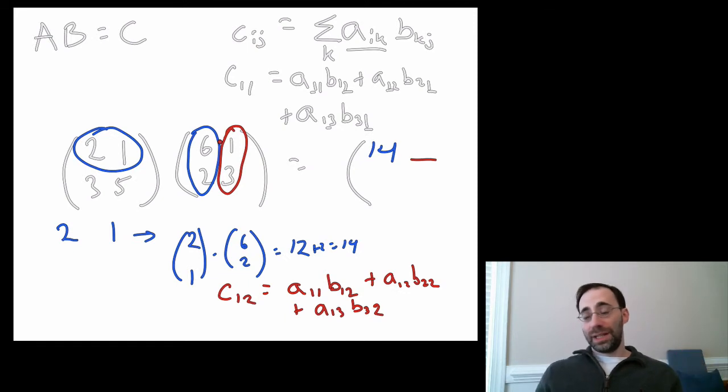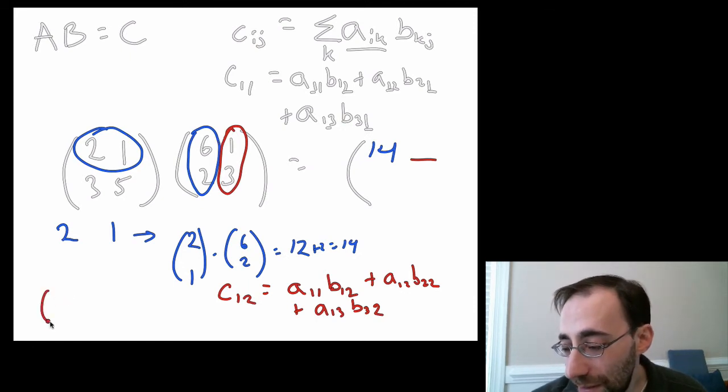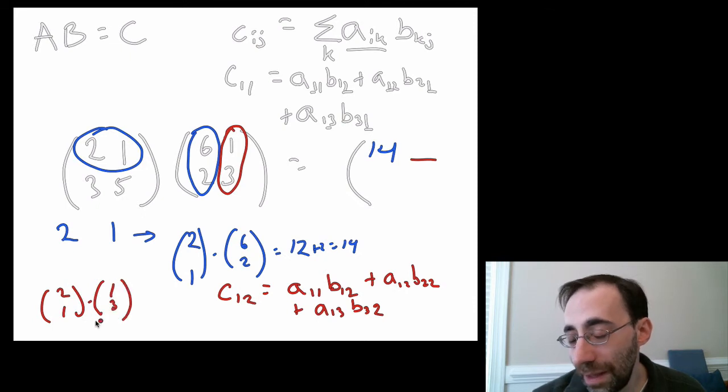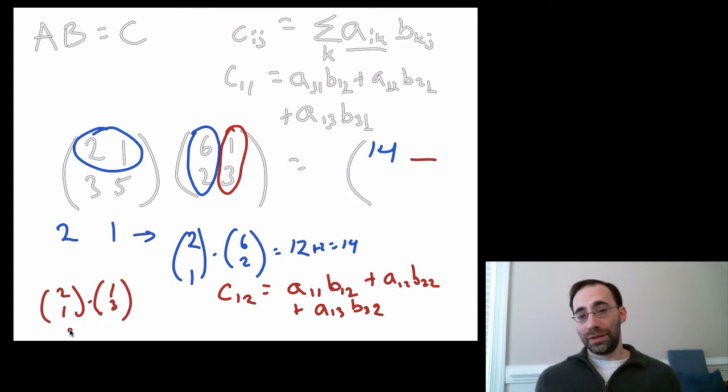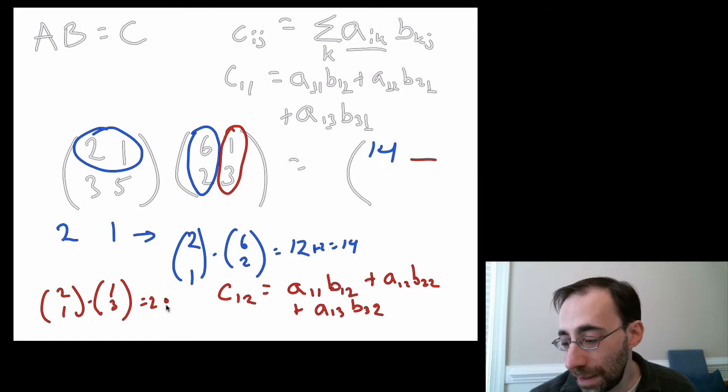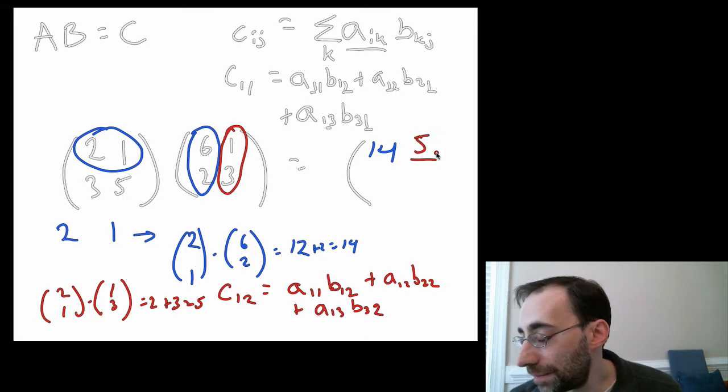So to do the first row, second column element, you take that first row of A, rotate it over, and dot it with the second column of B. So now we get 2, 1 dotted with 1, 3. Then we have 2 times 1 is 2, plus 1 times 3 is 3. That equals 5. So this has to be 5.